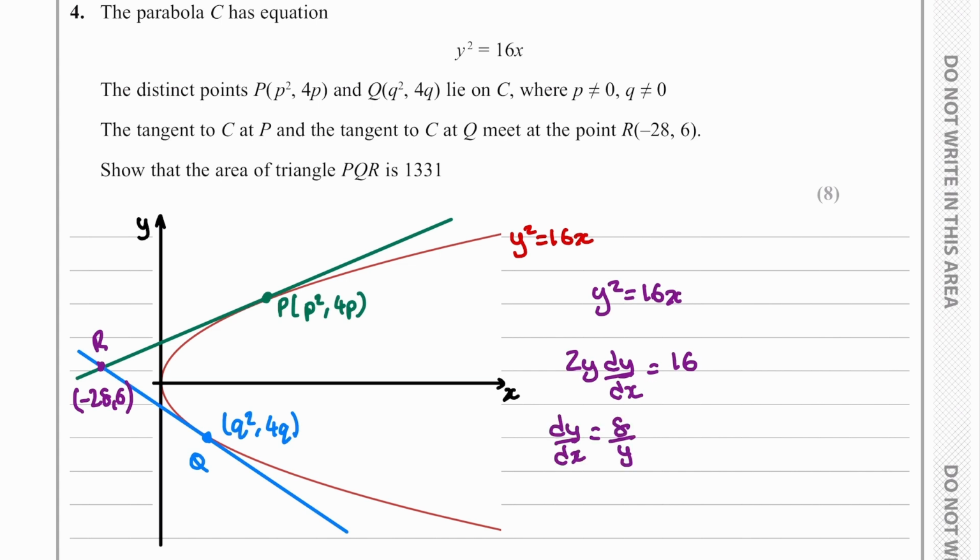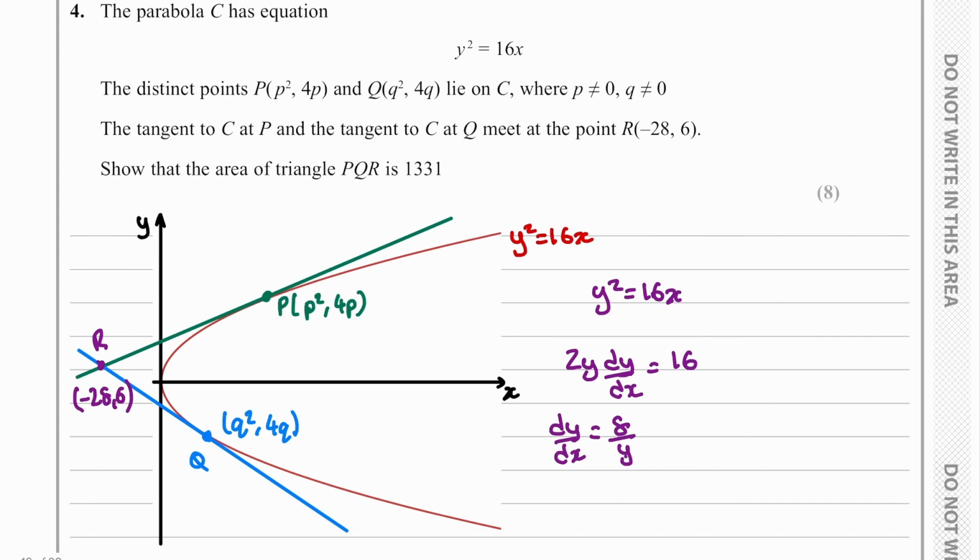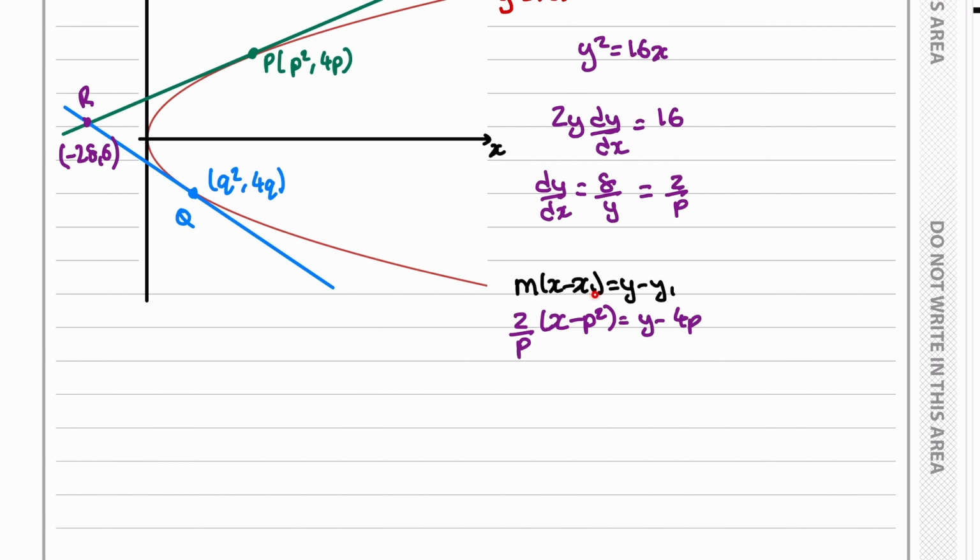And then we're told here that the y value is 4p. So we'll substitute 4p in here, and this will give us dy/dx as 2 over p. So now we'll use the equation of a straight line. I've taken these x and y values from this coordinate. Then we'll move the p over to this side and we'll expand that by 2.